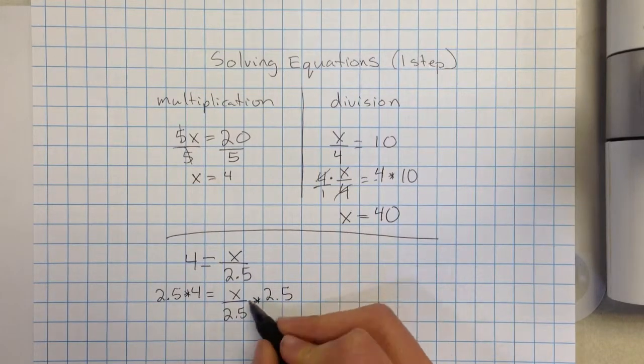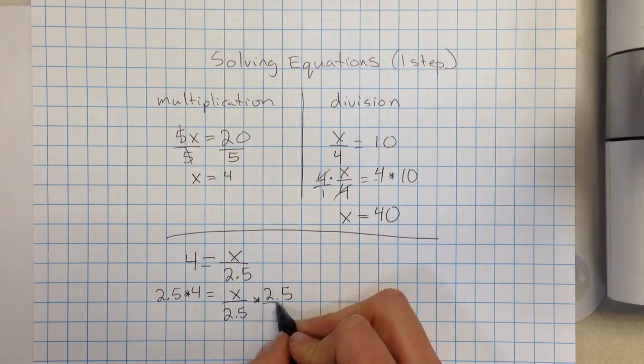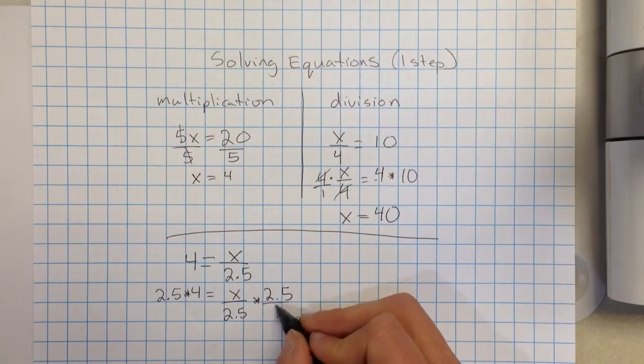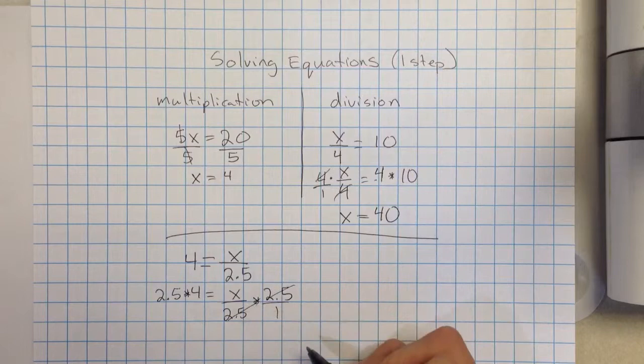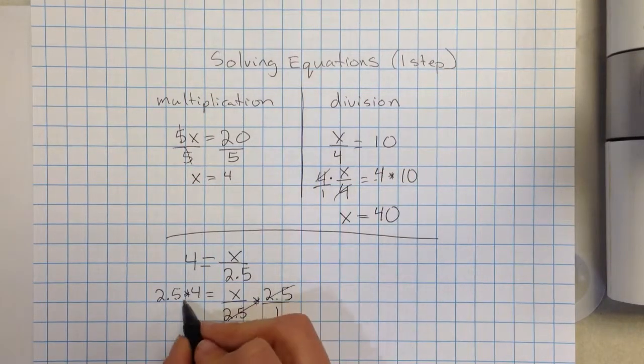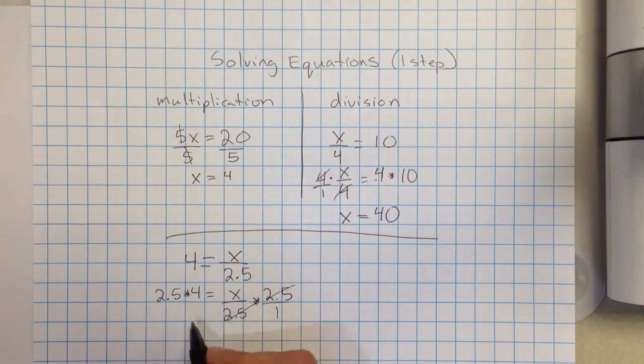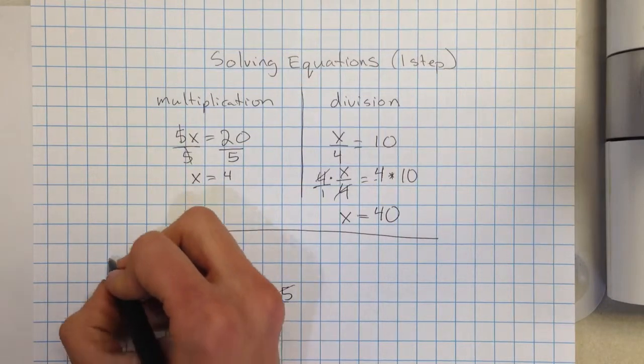Now I can think of when I'm multiplying, we could say this is over 1. We don't usually have decimals in fractions, but we know that these would end up canceling each other out. So then we would just have to do the multiplication over there, 2.5 times 4.